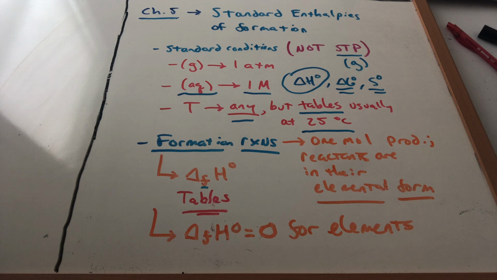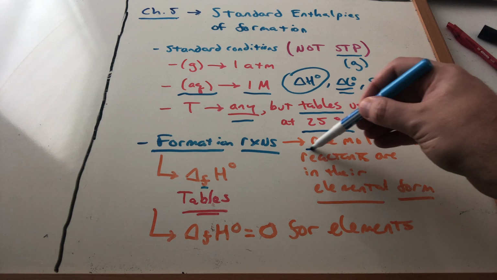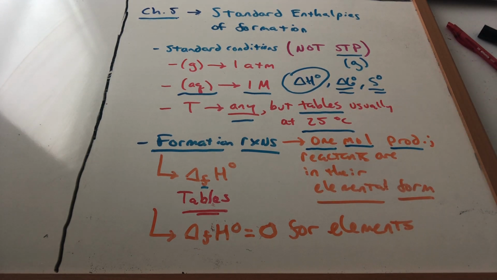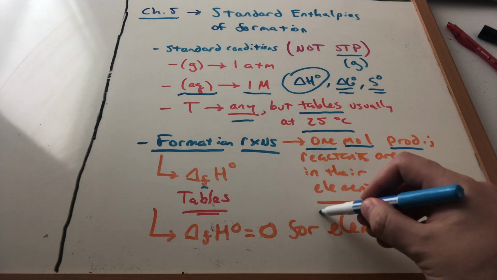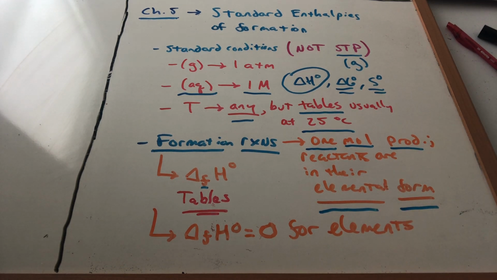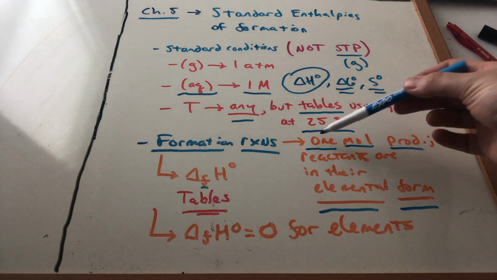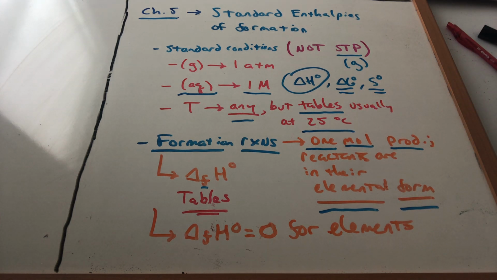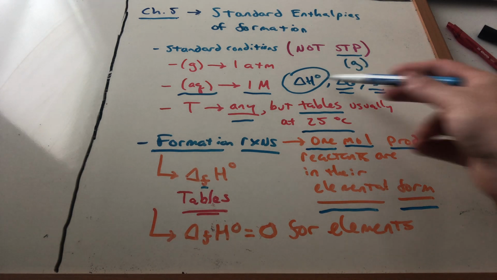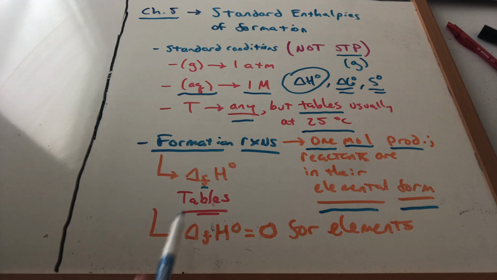Formation reactions are an important thing for us to talk about. Formation reactions always have 1 mole of product. That product is a compound, and if you look on the reactant side, all of the reactants are in their elemental form. So if you have elements coming together to make a compound, and you see they have 1 mole of product, then what you have is a formation reaction, and I can go to that table I referenced earlier and look up its delta H naught.